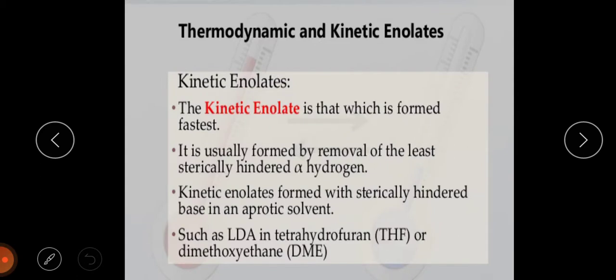The kinetic enolate is that which is formed fastest. It is usually formed by the removal of the least sterically hindered alpha hydrogen. Kinetic enolate is formed with a sterically hindered base in an appropriate solvent, such as LDA in tetrahydrofuran.